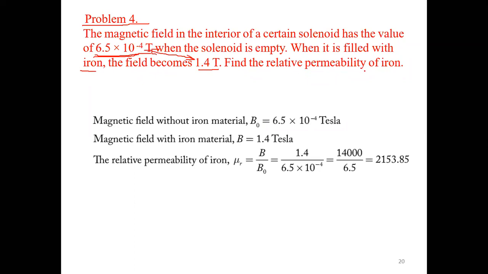Find the relative permeability of the iron. That means the permeability of the iron with respect to free space. And you know the permeability of free space is very small, it's 4 pi into 10⁻⁷. So the magnetic field without iron, B naught, is given here, and the magnetic field with iron is this. So relative permeability will be the ratio of these two. Very high. Relative permeability is very high. In the case of iron, it is 2153.